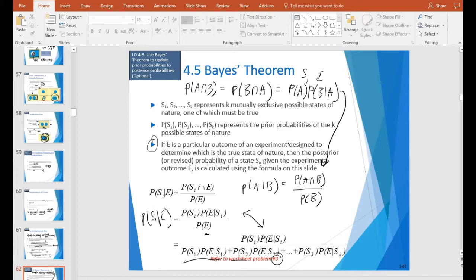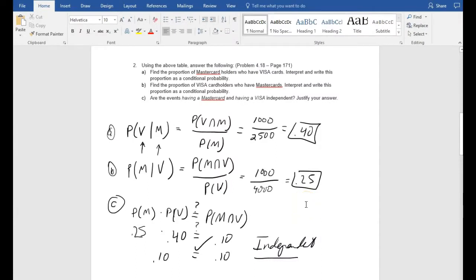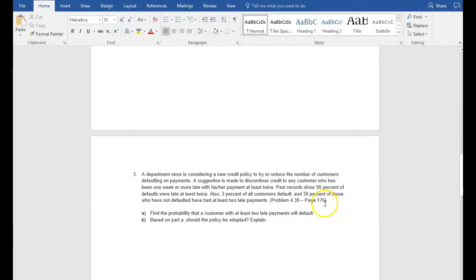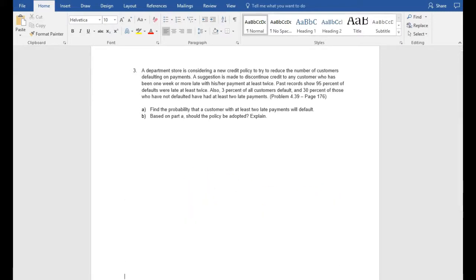So we'll go over to worksheet problem number 3. And I'll probably need a lot more space for this, I would imagine. Okay, so a department store is considering a new credit card policy to try to reduce the number of customers defaulting on payments. A suggestion is made to discontinue credit to any customer who has been 1 week or more late with his or her payment at least twice.